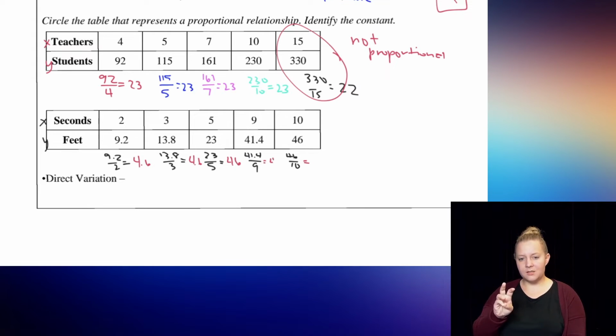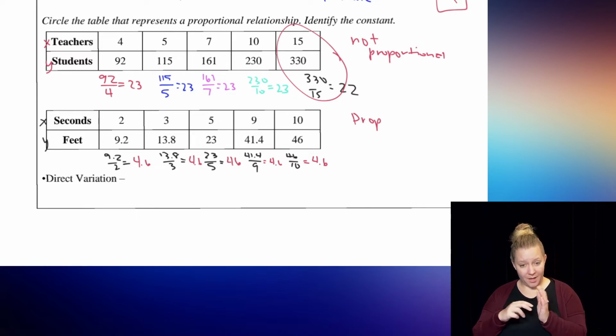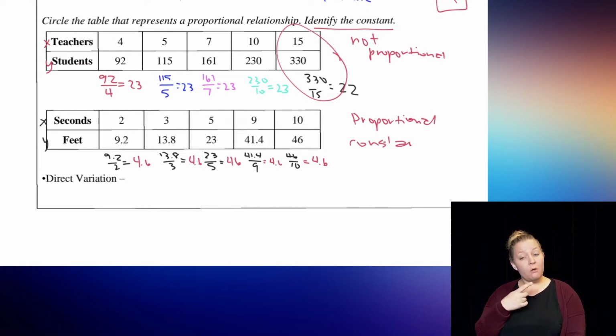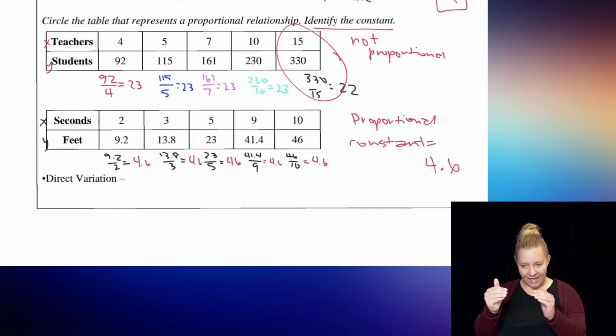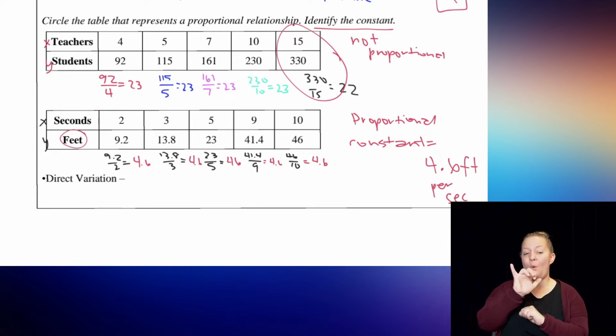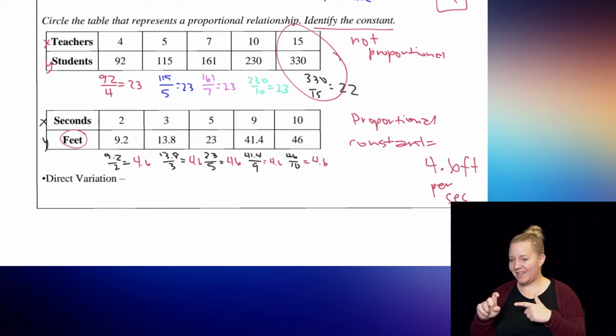4.6 and 4.6, 4.6. So therefore, you would say this one is proportional. And then up above it says if it is, identify the constant. So right here, you're just going to say the constant equals 4.6. And that's 4.6 feet per second. So we're always going to start with that Y because that's your numerator. And then we're going to go down to our X, which is seconds.